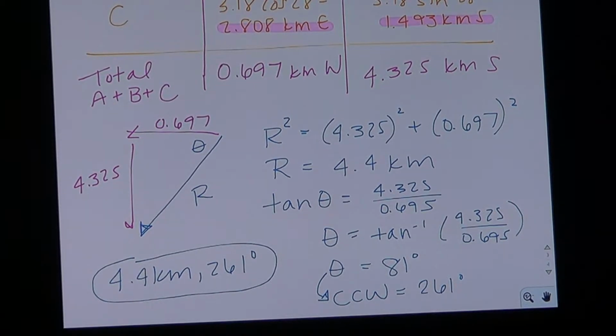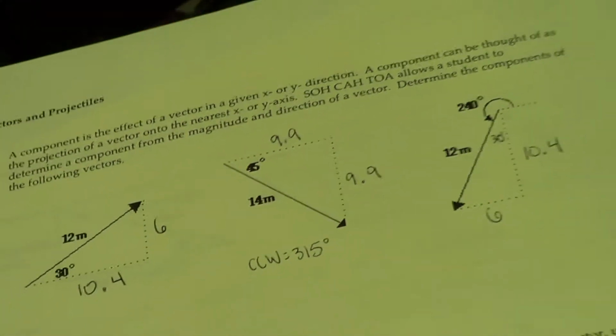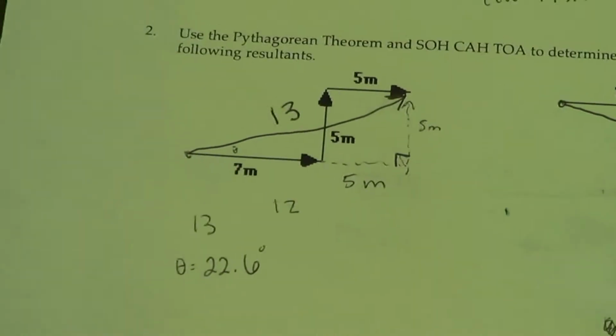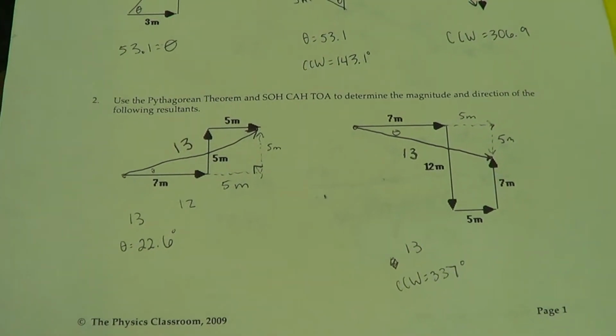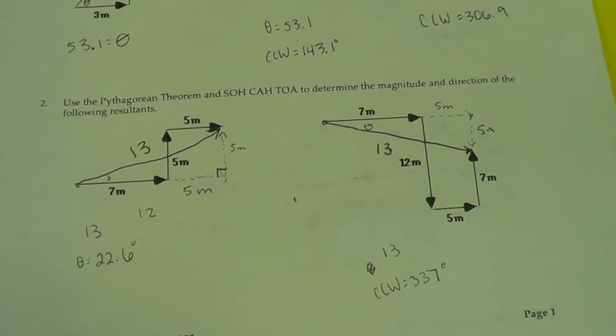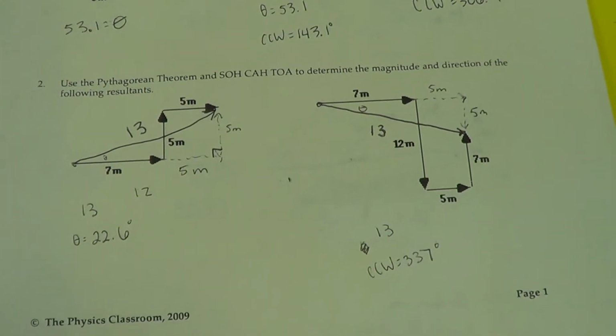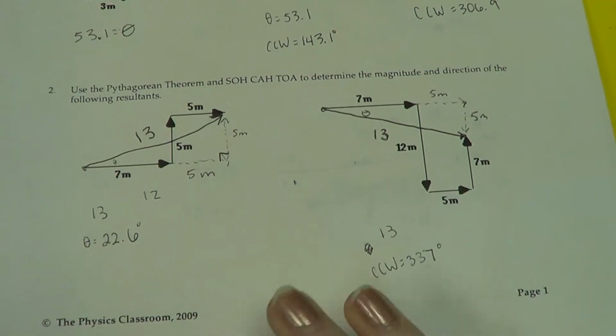Did we check number 3 yesterday? No? Did we check number 2? I don't think so. Okay. Let's just go through starting with number 2 then. Number 2, the first one you should have had 13 meters, 23 degrees. And the second one is also 13 meters, and that one is 337 degrees.